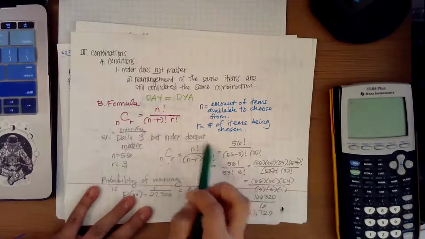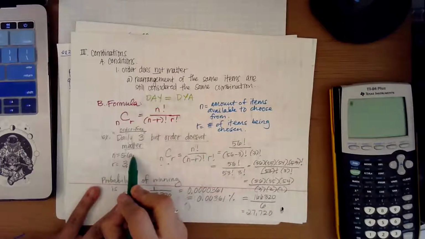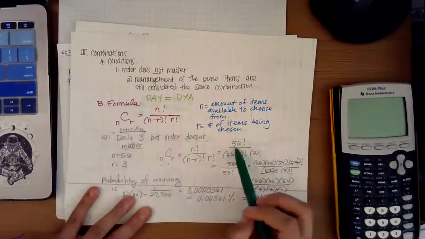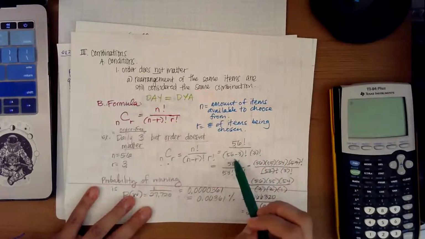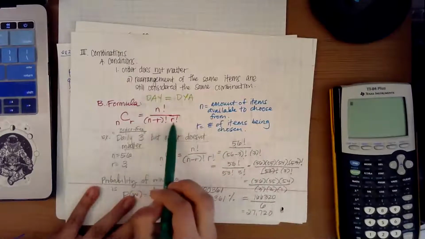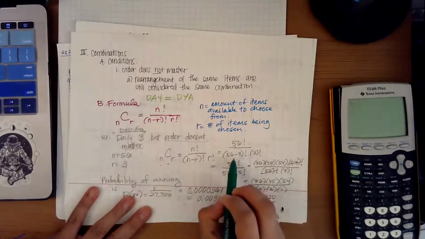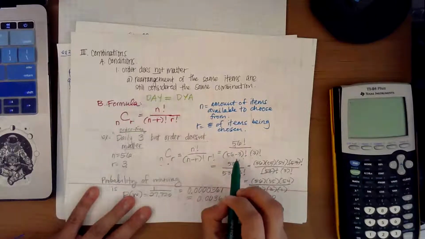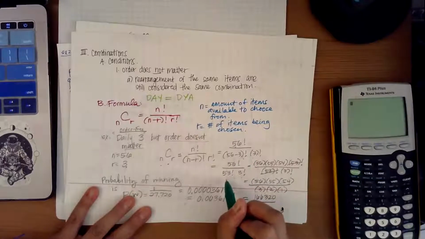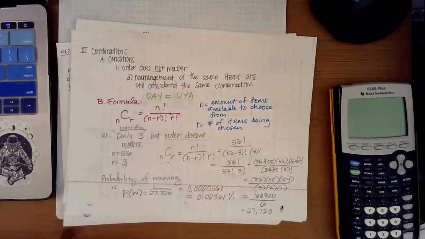Here's my formula. You know me, I always like to start with the formula. Now I know n is 56 and r is 3, so it gets applied into the formula. 56 factorial divided by 56 minus 3 factorial times 3 factorial. So notice there's a difference, but then the r factorial is still there. Order of operations says 56 minus 3, because that's in parentheses, must be simplified first. 56 minus 3 is 53. So I have 56 factorial divided by 53 factorial times 3 factorial.